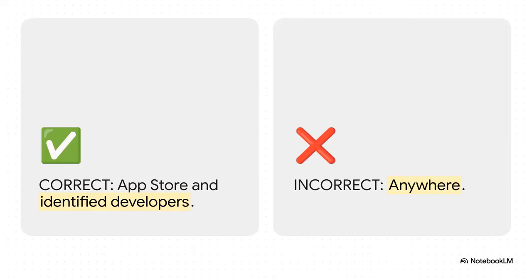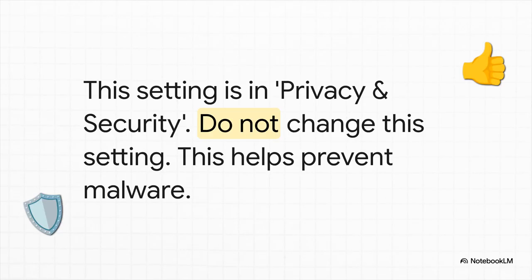And this is the part you need to check. The setting must be on App Store and identified developers. That's the correct compliance setting. If you see it set to anywhere, that's a major security red flag and it's not compliant. You can find this setting right back in Privacy and Security. And I want to be really clear. Do not change this setting. It's set this way for a reason, to protect you and our data from malware. It must stay this way.